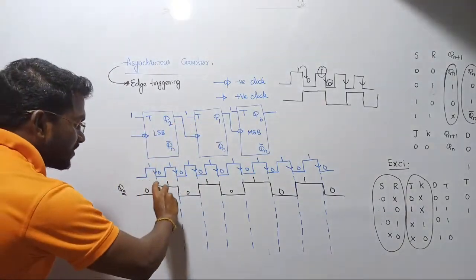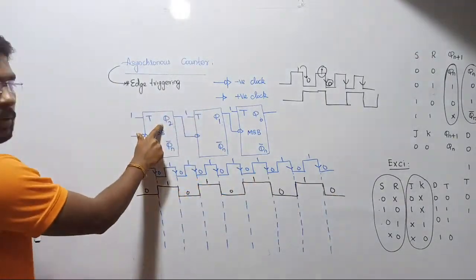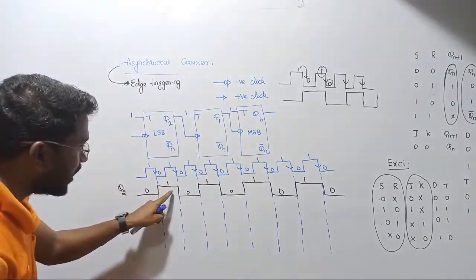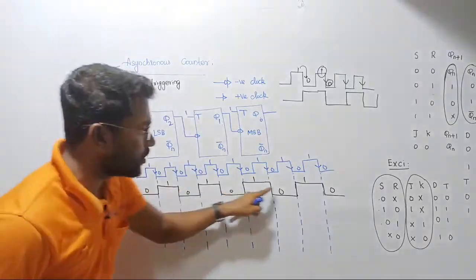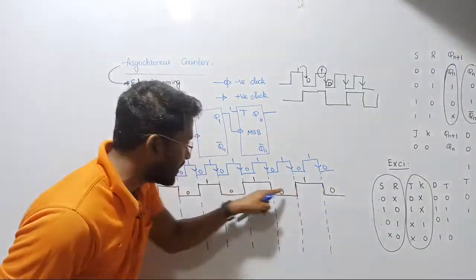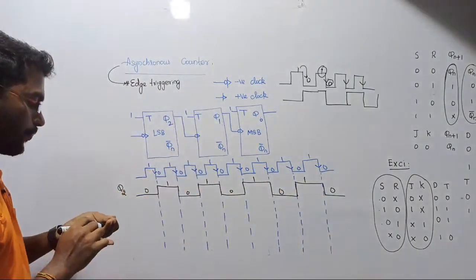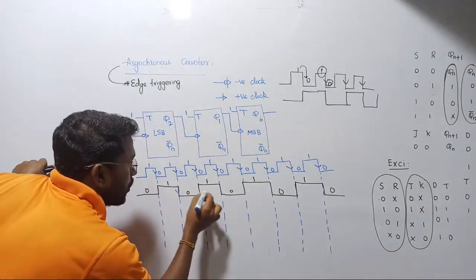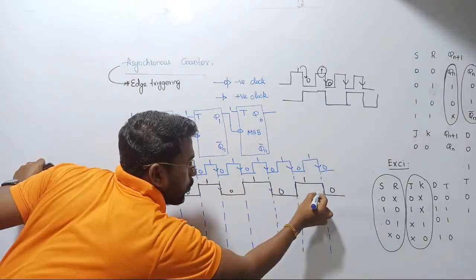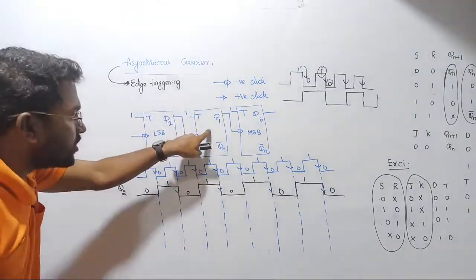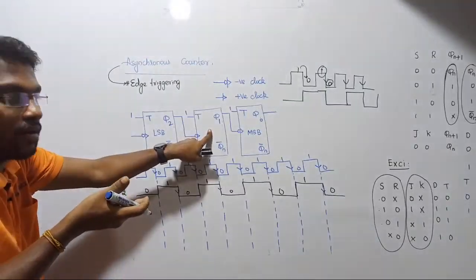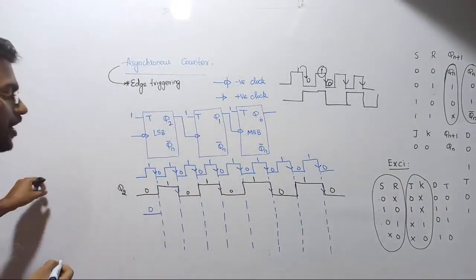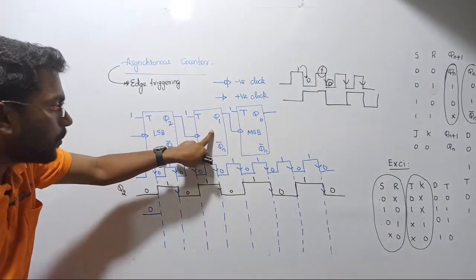Let us see, this is the output of the first flip-flop. Since we are using negative edge triggering, you can treat this one as a clock, because it is going to act as a clock for this flip-flop. Now here, whenever this value goes from 1 to 0, 1 to 0, 1 to 0, that is the point where this flip-flop will be enabled, triggered. I told you initially all flip-flop outputs were assumed to be 0. Now tell me, at which point will this flip-flop be enabled?